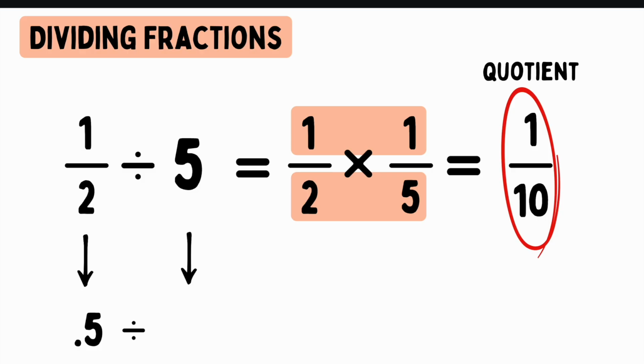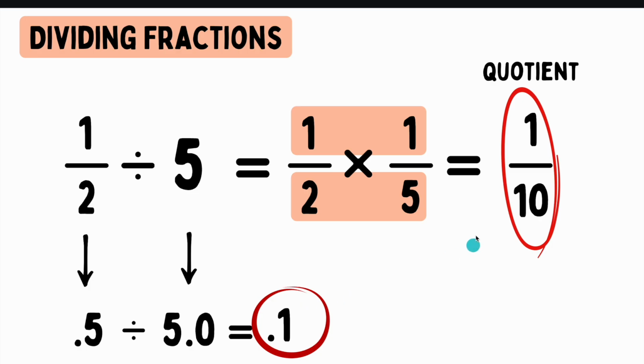0.5 divided by 5, which will equal 0.1 or 1/10. 0.1 is the same as 1/10.